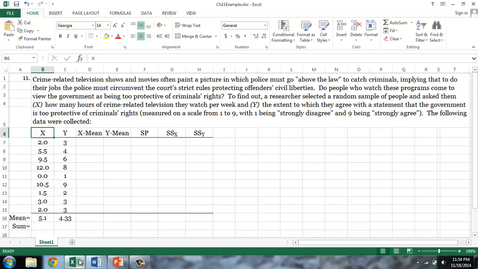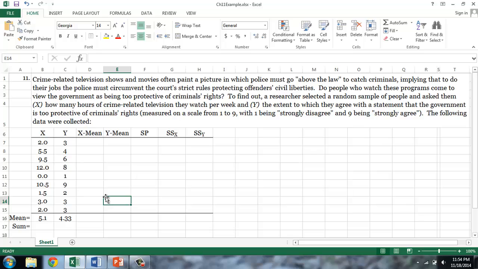To find out, a researcher selected a random sample of people and asked them how many hours of crime-related television they watch per week, which is X, or our independent variable, and the extent to which they agree with the statement that the government is too protective of criminal rights, which is Y, or our dependent variable. And here's our data for 9 individuals.